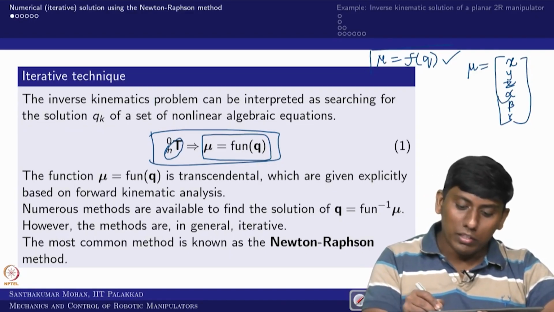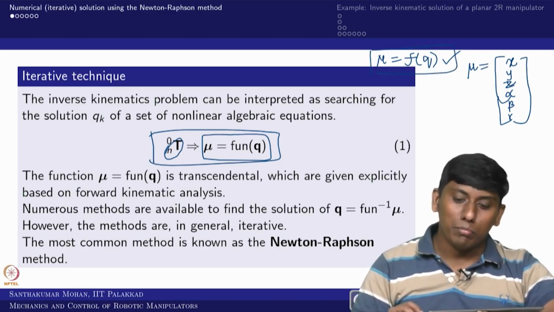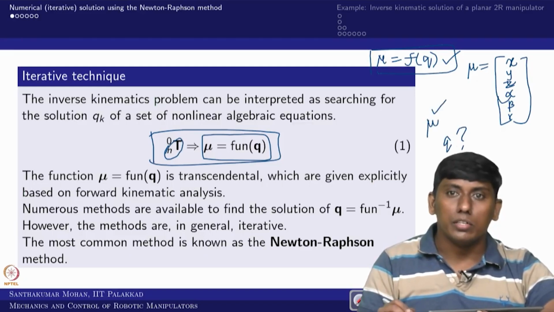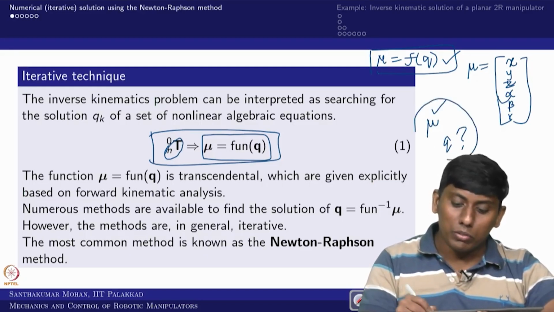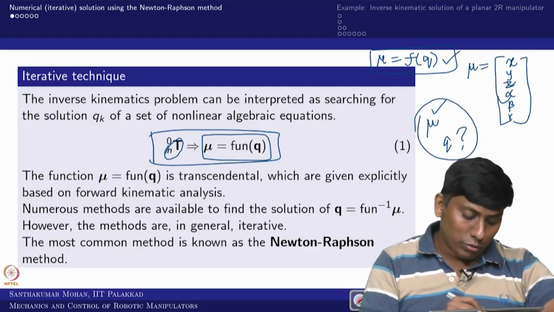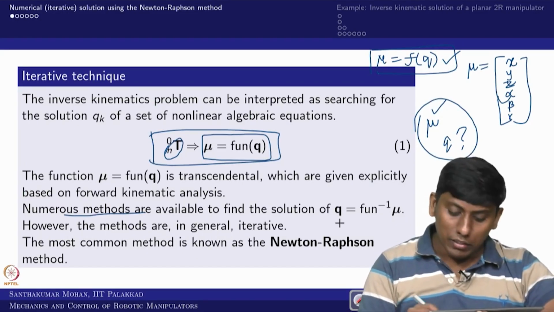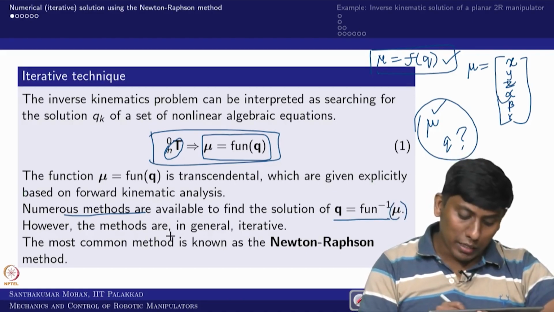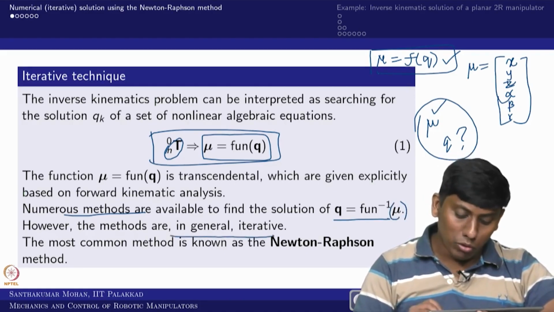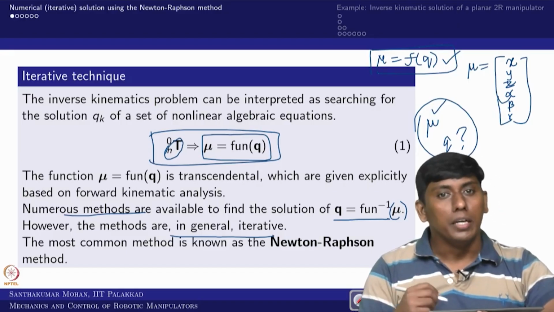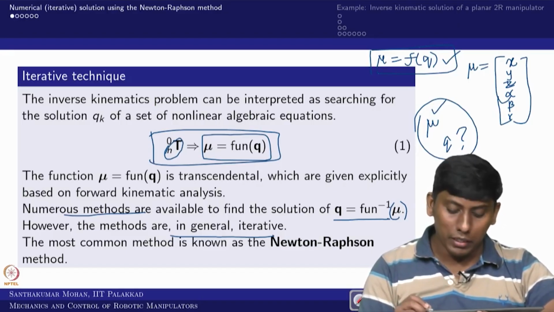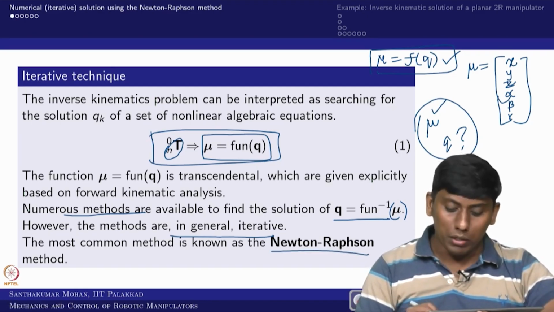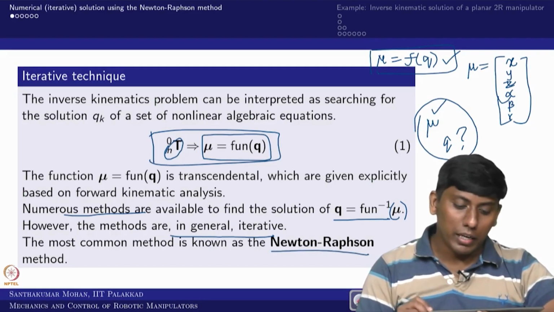Now if you have this function, can I use any iterative method where, if I give mu, I can find q? That is the question. Numerically there are several ways to find q as a function, the inverse, of mu. But we are taking the iterative approach because it is more general and applicable to any kind of serial or parallel manipulator. One of the popular methods is called the Newton-Raphson method; some people shortly call it Newton's method.